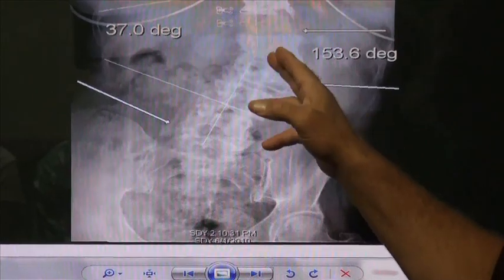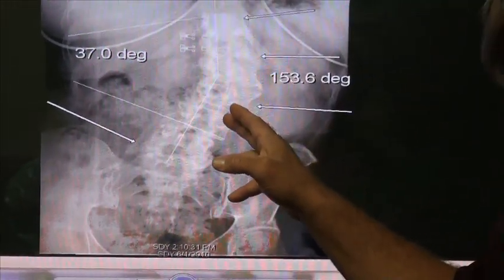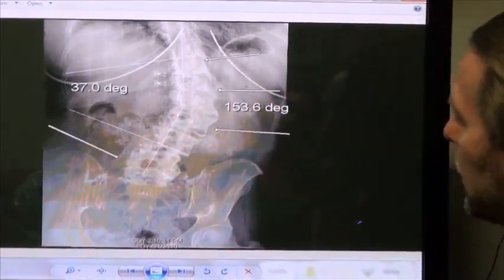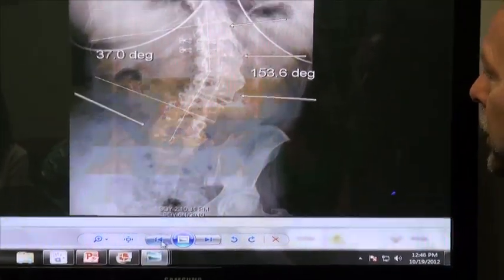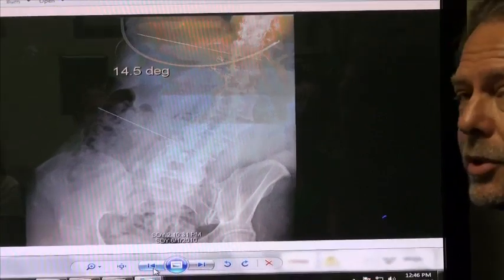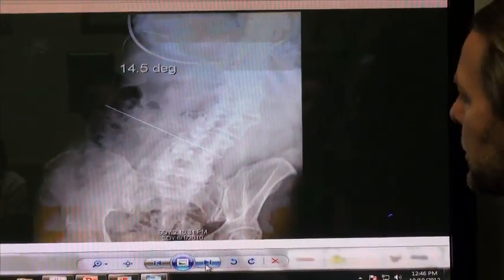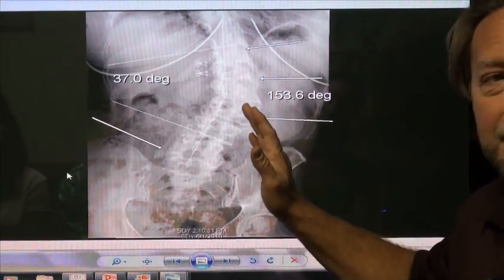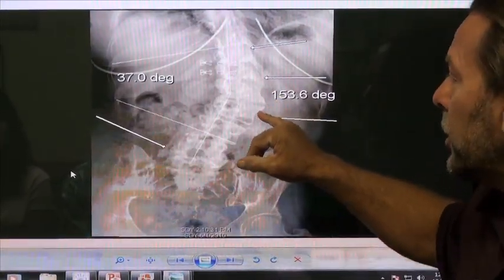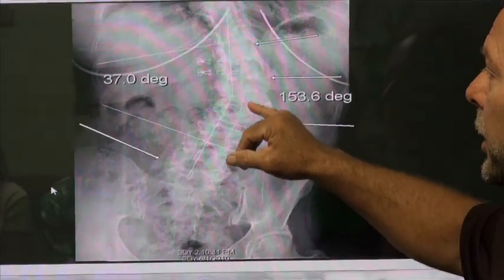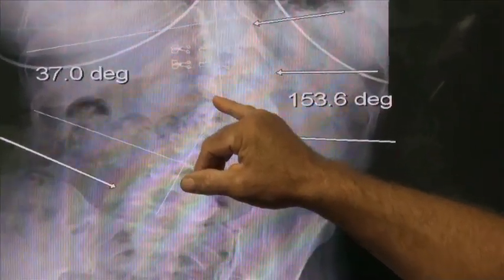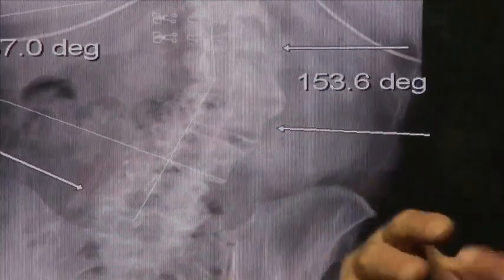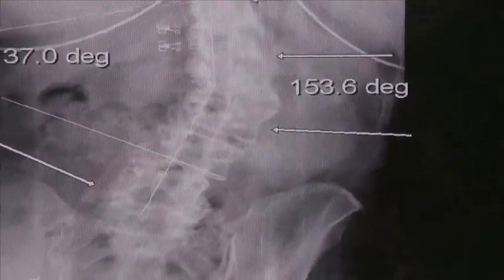But how do you tell if you can get her healthy? What you do is you bend her into the curve. So sure enough, when we flex her into the convexity, she reduces down to 14 degrees. So here's a 67-year-old woman, and her goal is 14 degrees. Now, right now you can see a major osteophyte here. There's got to be something going on if you've got an osteophyte here, but that's the body trying to stabilize an unstable segment.